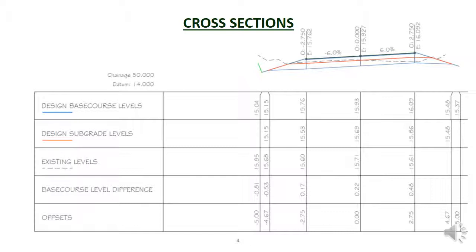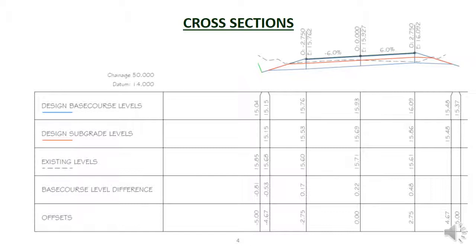Jumping to the middle row, we have the existing levels, which is the level of the ground before the construction starts, which is shown as a dotted line on the drawing. The next row up is the design subgrade level, which is the level that the subgrade needs to be at. This level is shown in red on the drawing.